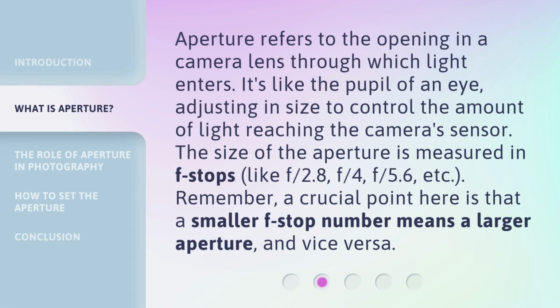Aperture refers to the opening in a camera lens through which light enters. It's like the pupil of an eye, adjusting in size to control the amount of light reaching the camera's sensor. The size of the aperture is measured in f-stops, like f/2.8, f/4, f/5.6, etc. Remember, a crucial point here is that a smaller f-stop number means a larger aperture, and vice versa.